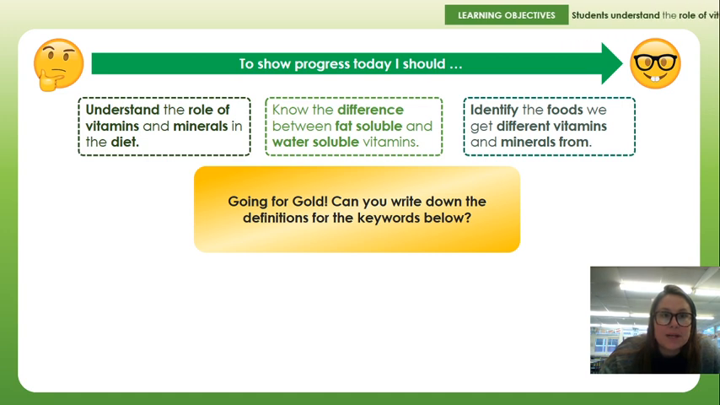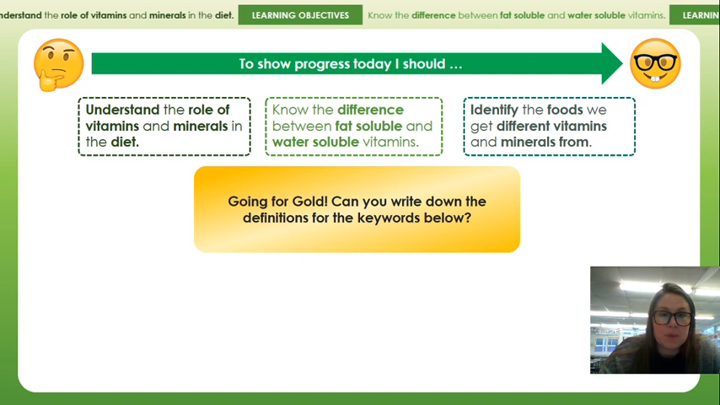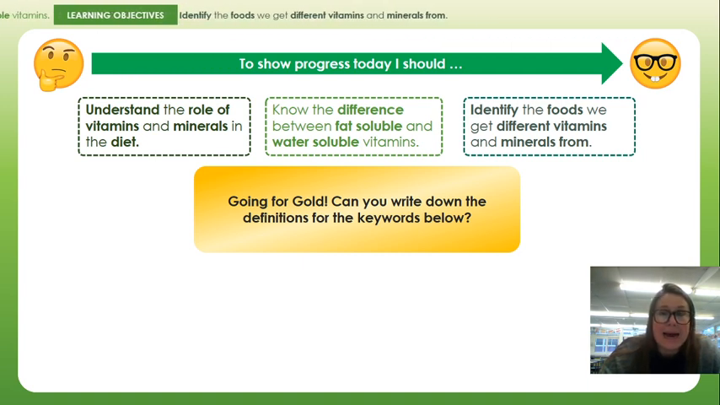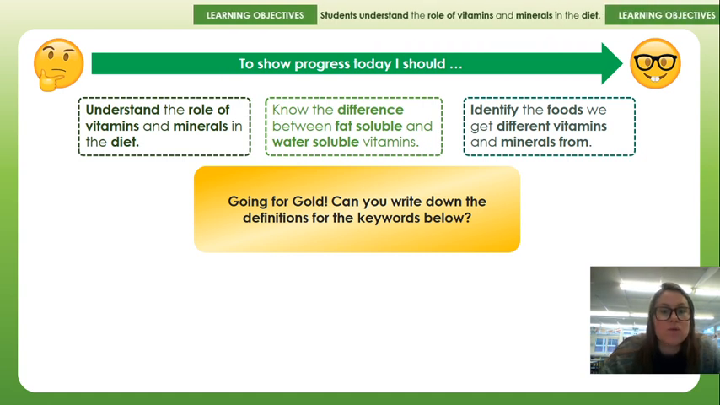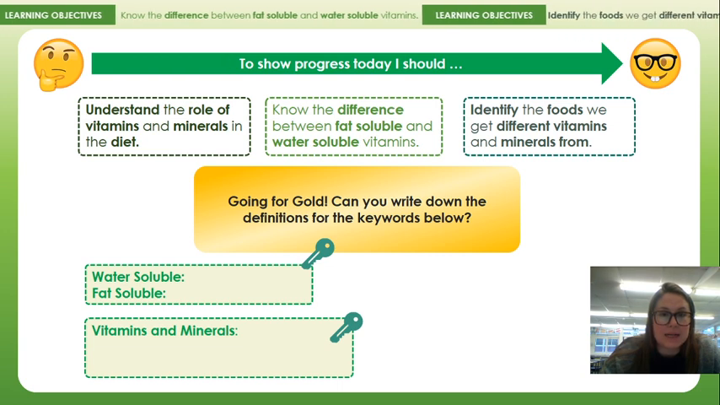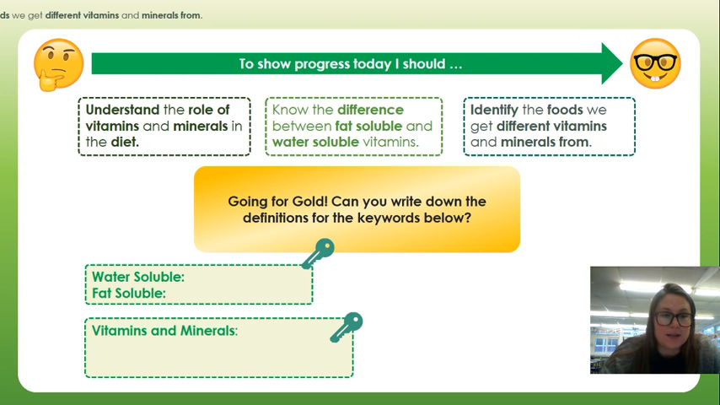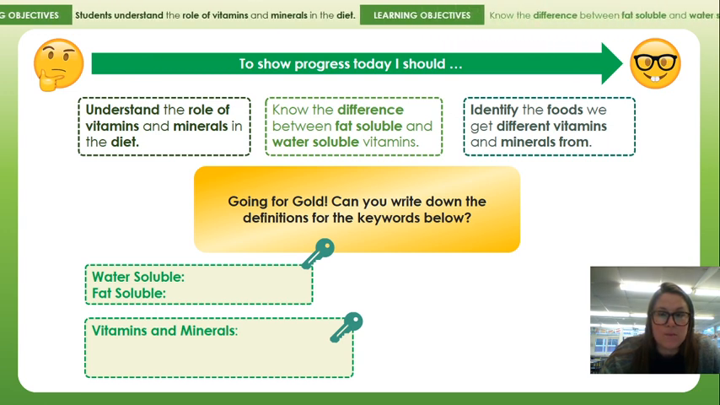So to show progress today, we are going to be looking at understanding the role of specifically vitamins in the diet, knowing the difference between fat-soluble and water-soluble vitamins, and identifying the foods we get different vitamins from. So first task is I would like you to write down the definitions for the keywords displayed on the screen. So we have water soluble, we have fat soluble, and we have vitamins and minerals. If you want to pause the video and have a go at doing those now.